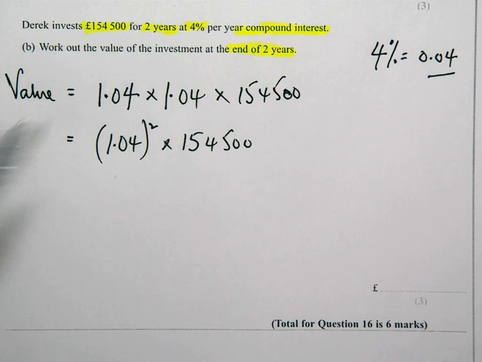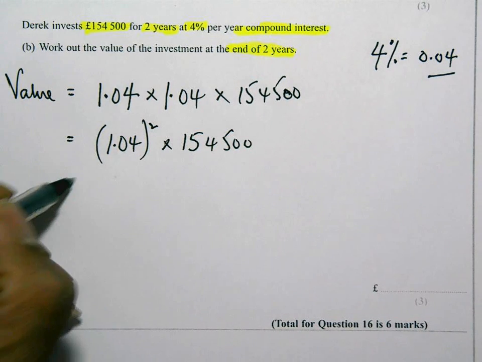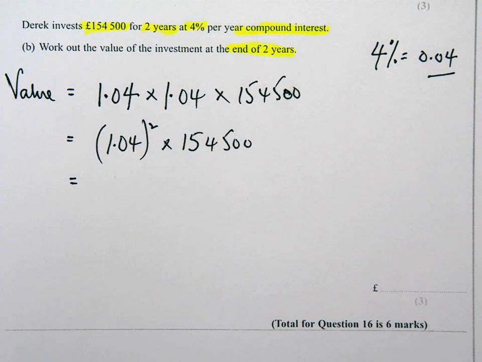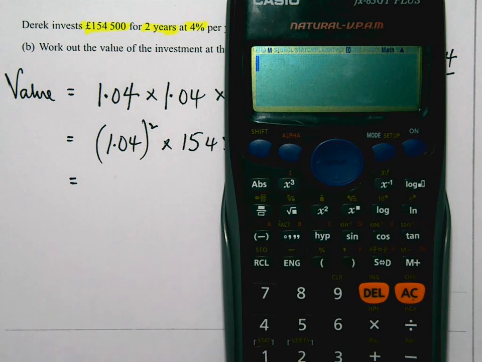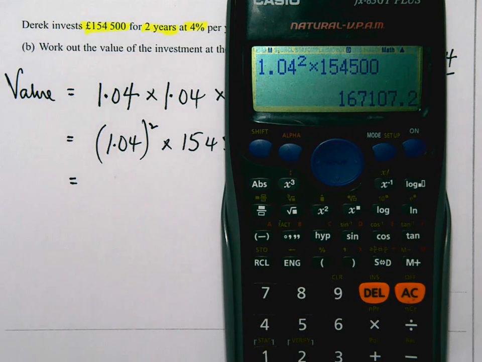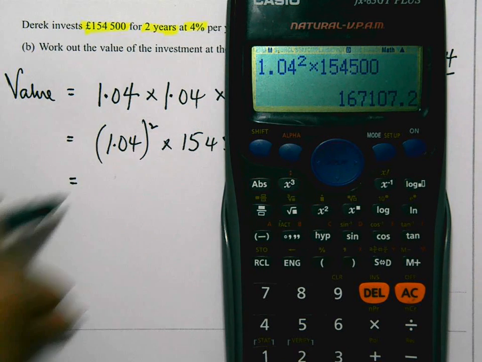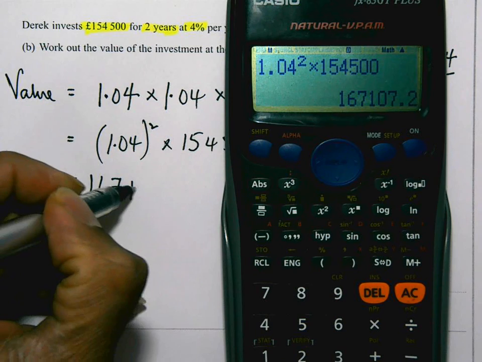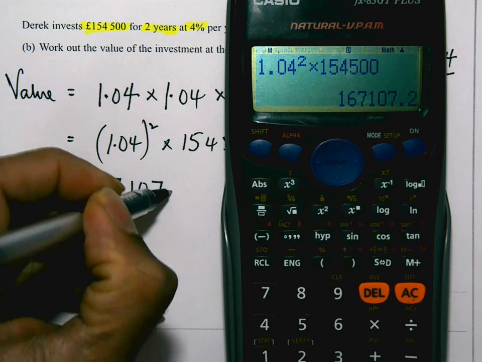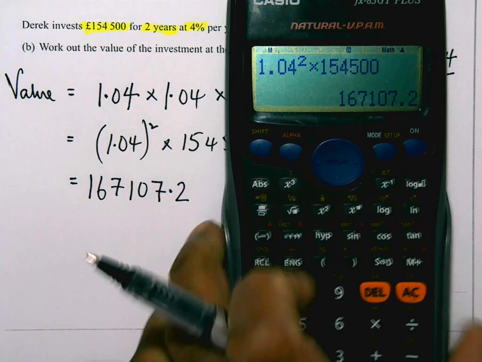I'm going to now plug this into the calculator and work out what it should be. So we'll see what I do there. 1.04, I'm going to square it, and then I'm going to times it by 154,500. That gives me 167,107.2. Now, because this is money that we're dealing in, right?